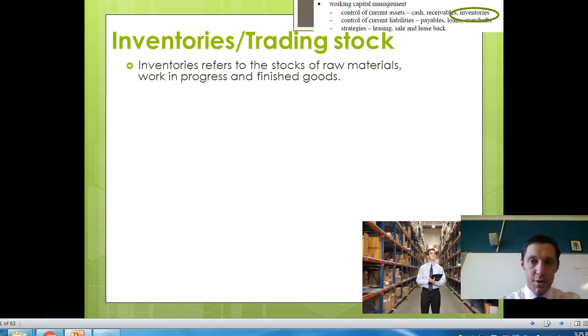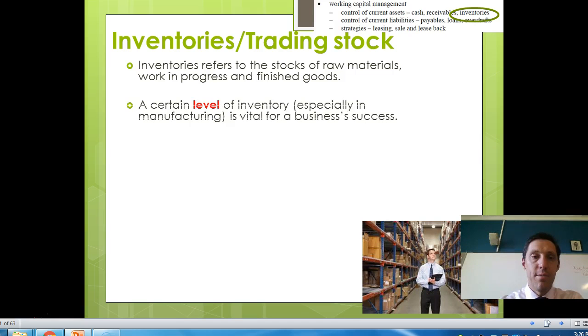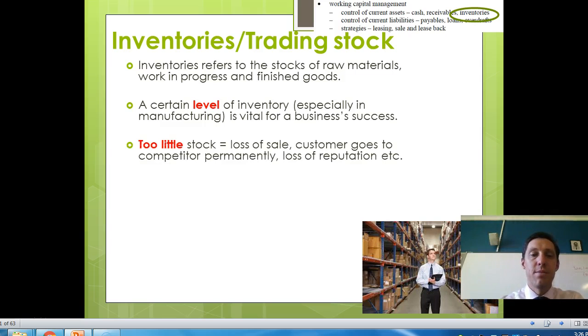In terms of inventory, in the context of controlling current assets, this refers to stocks of raw materials, work in progress, and finished goods. So the stock you might have at the back of the store, stock that a business might be manufacturing but is not yet complete, but also the items that are complete. Certain inventory levels are critical for a business because it needs to make sure it's got the appropriate level of stock that it can meet the needs of its customers. If it doesn't have enough stock, that's going to turn some customers away because, oh, sorry, we can't sell that to you today because we actually don't have enough in stock.